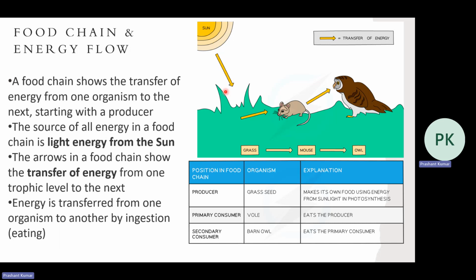So when we have to write the food chain, we are not going to incorporate the sun here, right? Because the sun is just a source. And who has produced that chemical energy? That is grass. So we'll start from grass, then grass is eaten by mouse, and then owl.